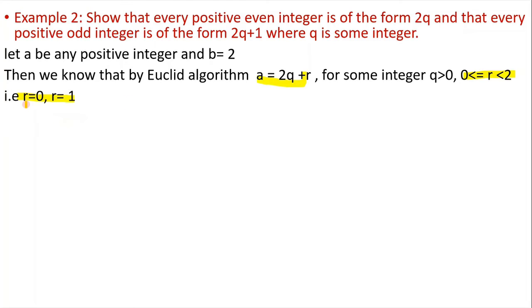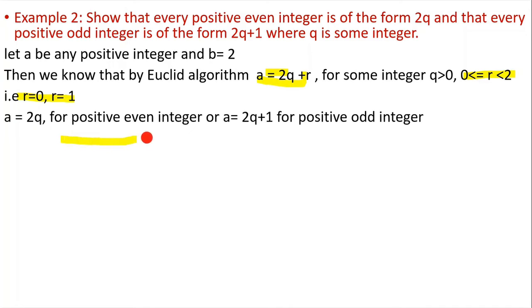If you substitute r = 0 in the above equation, we get a = 2q, and if you substitute r = 1, we get a = 2q + 1. So that indicates a = 2q for every positive even integer, or a = 2q + 1 for a positive odd integer.